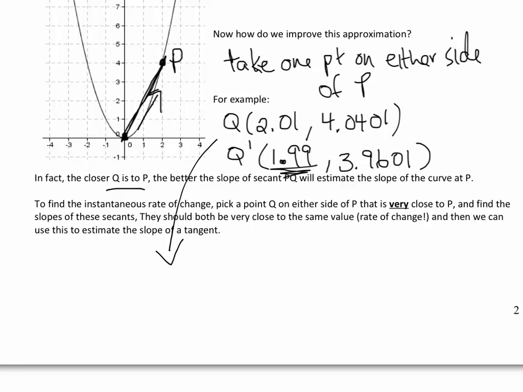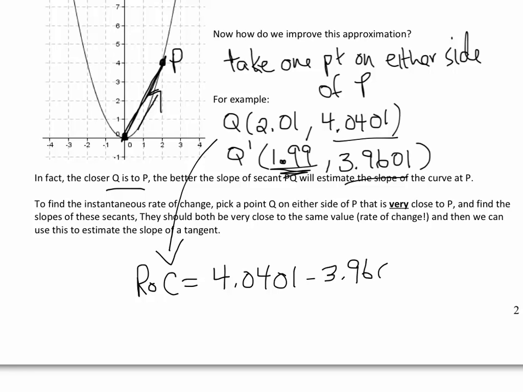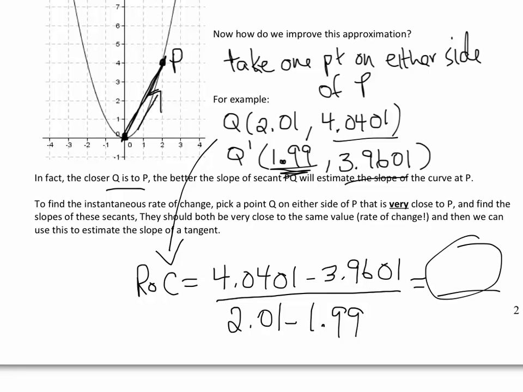Continuing from this example here then, to find our instantaneous rate of change, we're going to take the difference in the y values, 4.0401 minus 3.9601, and divide that by 2.01 minus 1.99. And that is going to give us our rate of change, which you can calculate should be very, very close to what the actual instantaneous rate of change is.